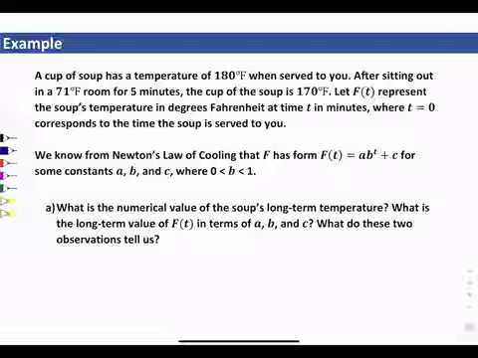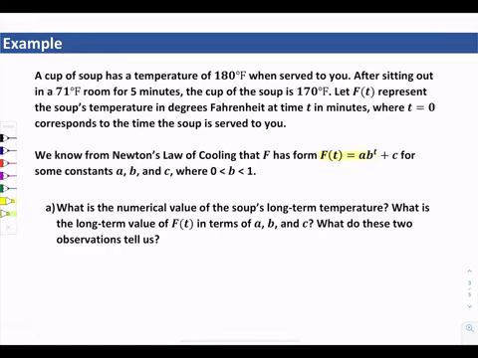And so in order to find a model for this situation, we're going to first think about the soup's long-term temperature. So if that cup of soup were to sit out for quite a long time, eventually it would reach room temperature if we didn't touch it. So the long-term temperature for the soup would be 71 degrees Fahrenheit.